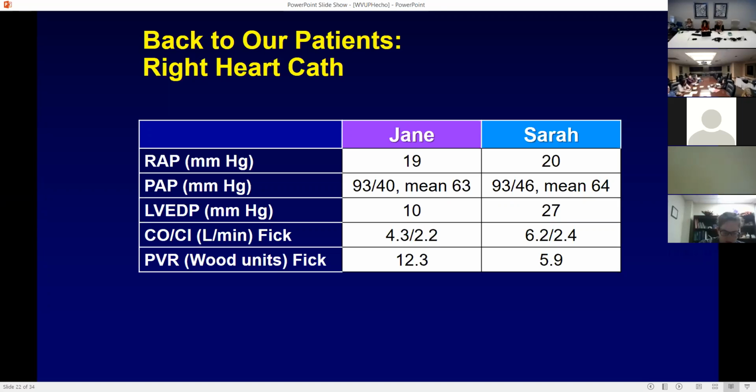Just Jane on the left truly had group 1 PH, because her LVEDP, which is like a wedge, was less than 15. So she fits the group 1 picture. And that's really what you need a right heart cath for, really to define, do they have group 1 disease? So once again, patients were similar, but at the end of the day, much different physiologies. Sarah's problems on the left, Jane's problems on the right. Next slide.